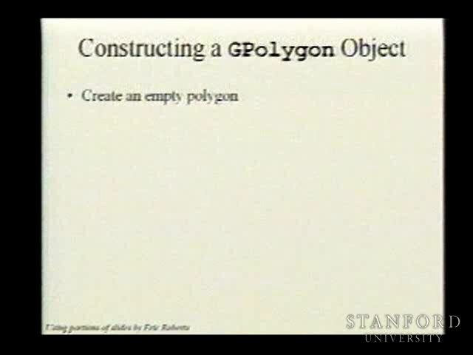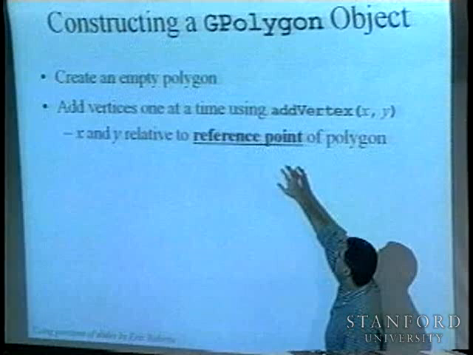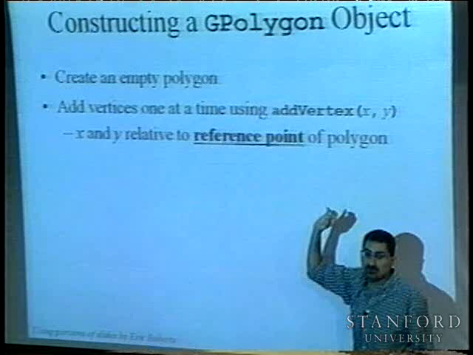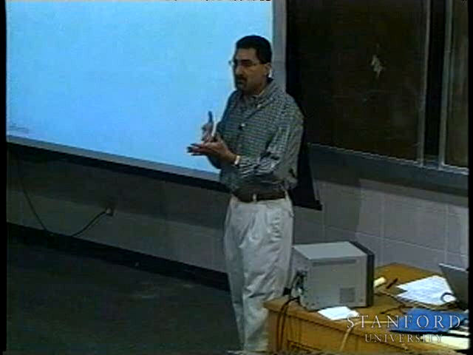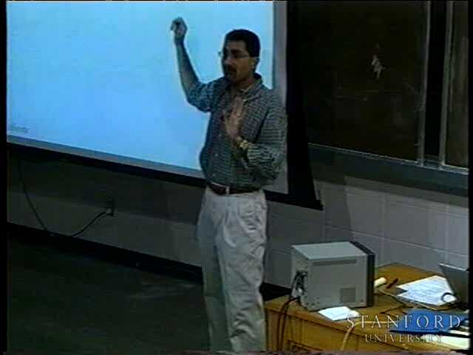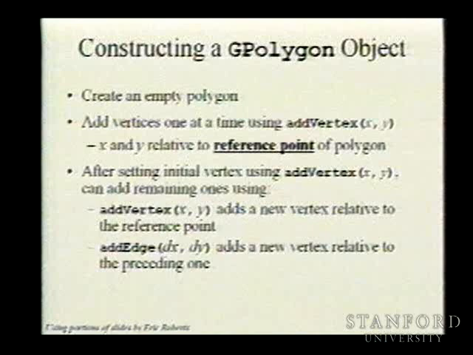Okay? So first thing you do is you create an empty polygon. Okay, so you create an empty polygon object, and then you're going to specify the vertices of that polygon one at a time using a method called addVertex. And addVertex is going to take an x and y coordinate. These x and y coordinates are relative to your reference point. So if you think of your reference point as being the center of the object and you say, oh, my x, y is 1, 1, that's 1 pixel over and 1 pixel down from wherever you think of your reference point as being. You never actually specify the reference point to the GPolygon. The reference point's just in your mind. All of the vertices are just relative to whatever reference point you happen to pick. And I'll show you an example of this to make it concrete in just a second.